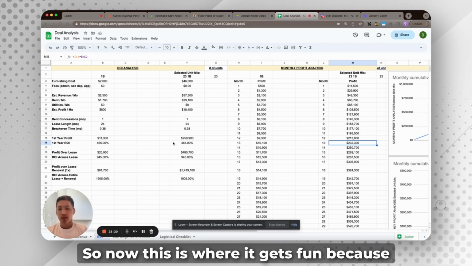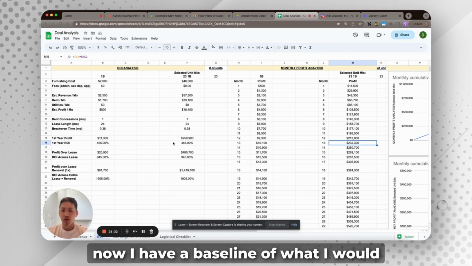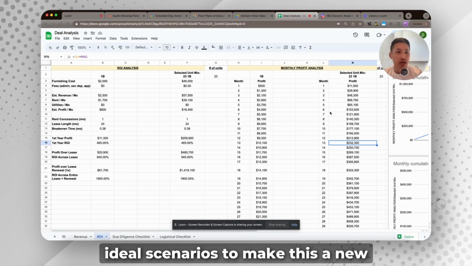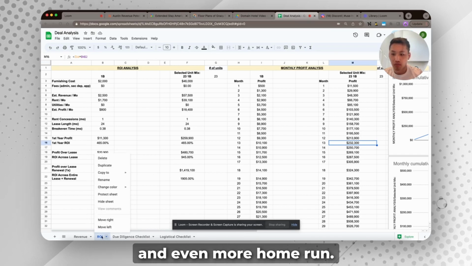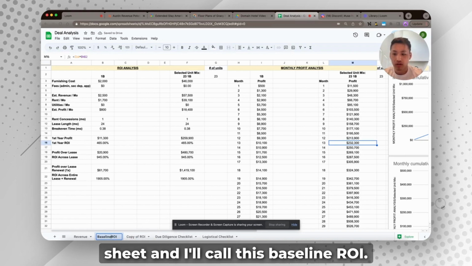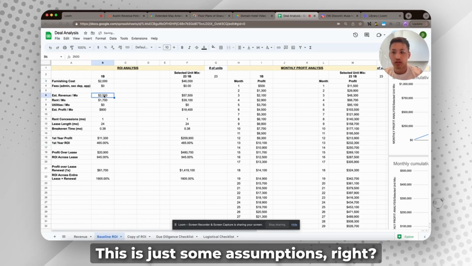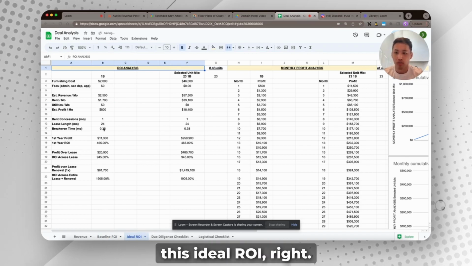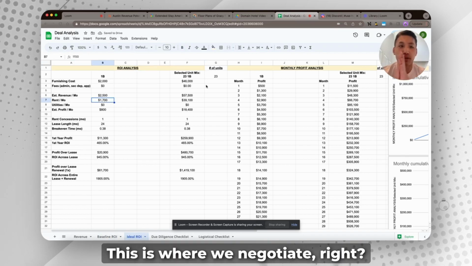So now this is where it gets fun, because now I have a baseline of what I would want. And now we're going to come up with ideal scenarios to make this an even more home run. So what I'm going to do is duplicate this sheet. I'm going to call this baseline ROI, because this is just some assumptions, right? Some of this can be adjusted, and it can be adjusted in my favor. So I'm going to call this ideal ROI, right? This is where I can come in. This is where we negotiate, right?